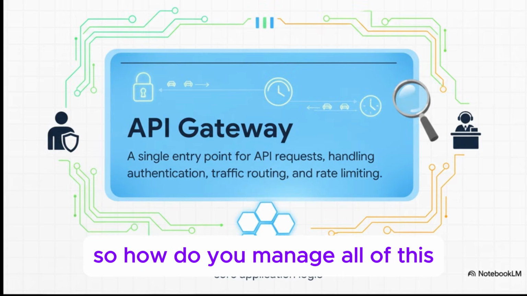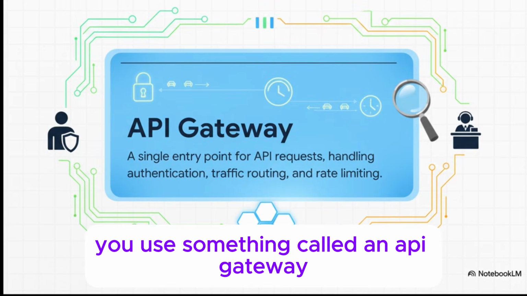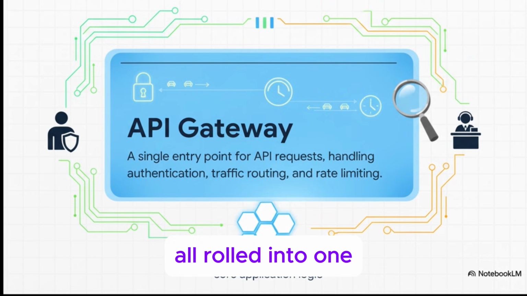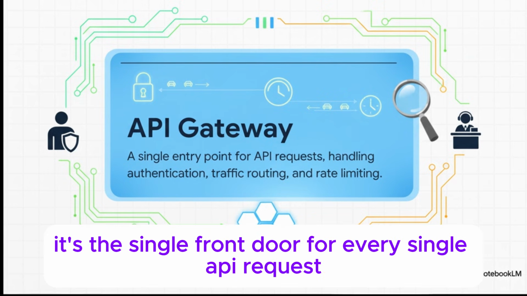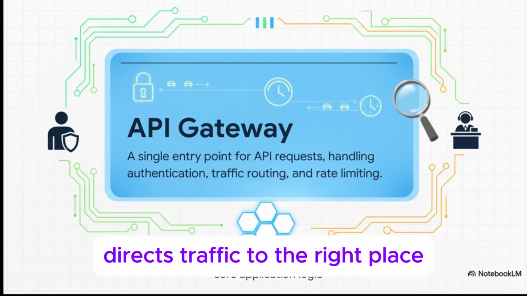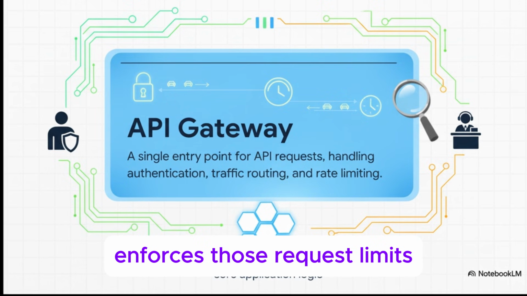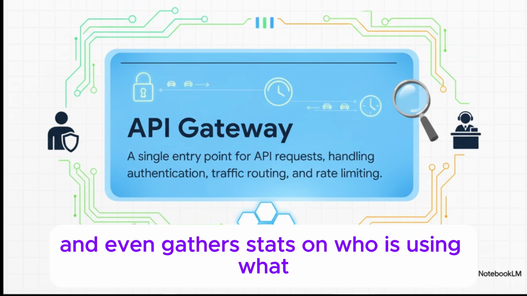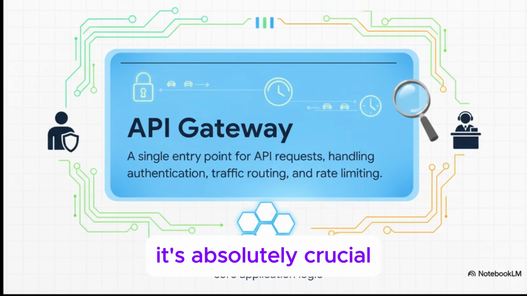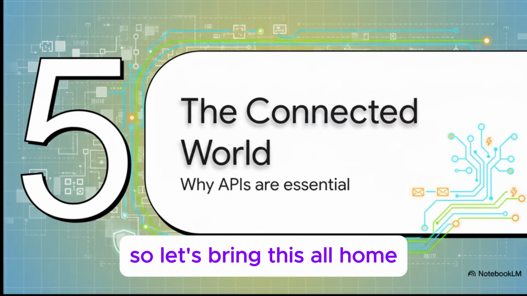So how do you manage all of this? Well, in large systems, you use something called an API gateway. The best way to think of it is as a bouncer and a front desk manager all rolled into one. It's the single front door for every single API request. It checks IDs, that's authentication, directs traffic to the right place, enforces those request limits, and even gathers stats on who is using what, all before a request ever gets to your main system. It's absolutely crucial.